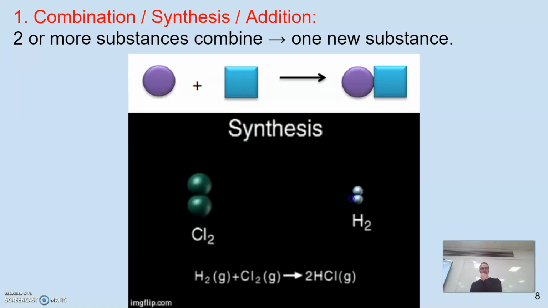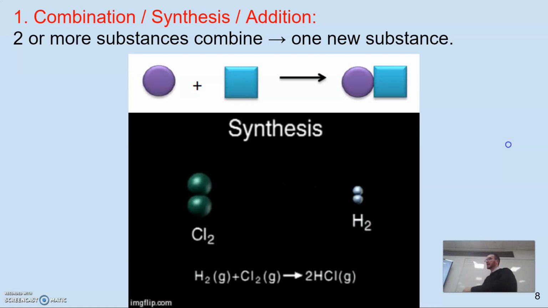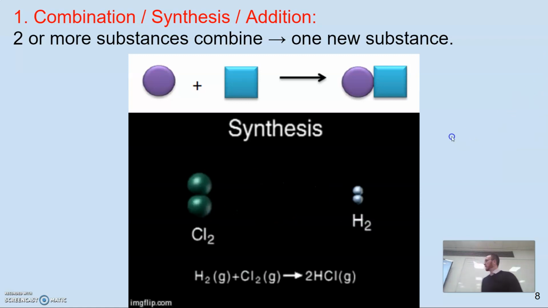Okay, so first example, synthesis. Synthesis or combination is taking two or more things, combining together and forming one thing as the product. So in this example, I've got hydrogen gas and chlorine gas coming together to form hydrogen chloride.